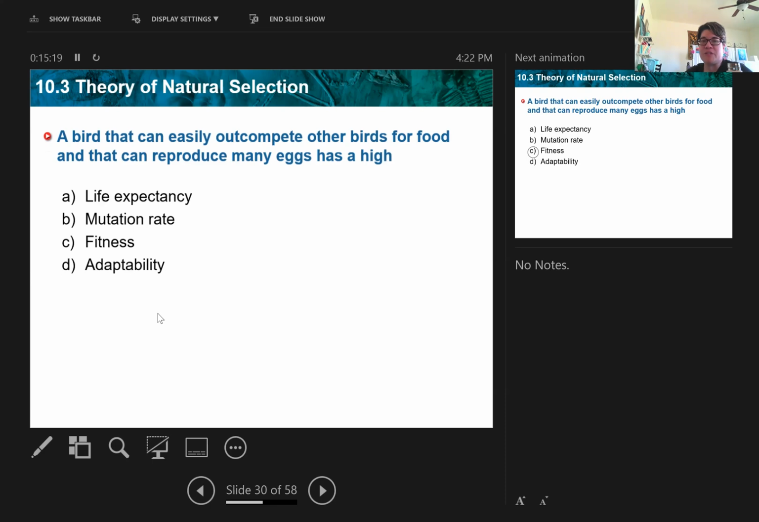You might have to look these words up. We didn't have all of these words there in the PowerPoint. And this would be fitness. Fitness is not like how fit you are if you go to the gym. Evolutionary fitness is whether you have babies that are fertile.